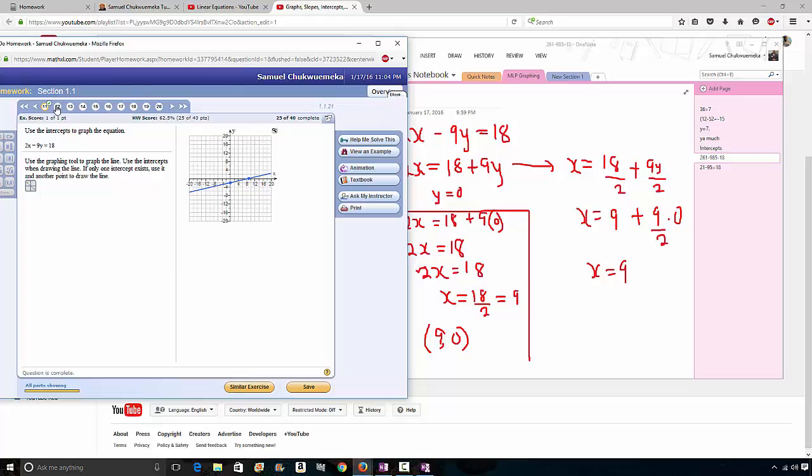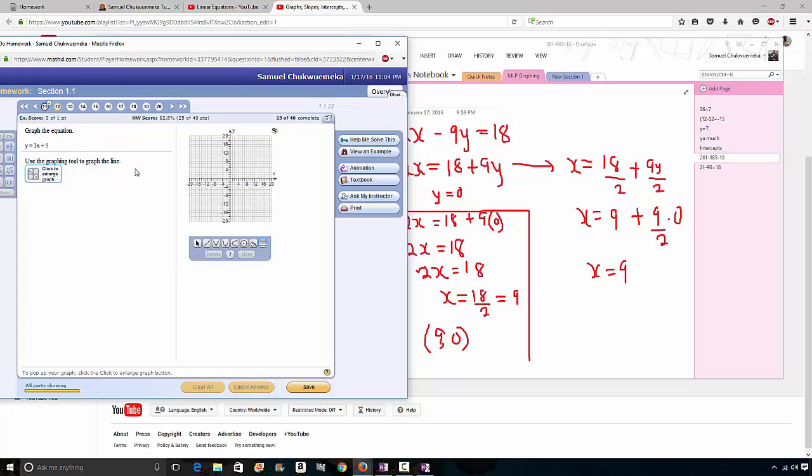Okay. Number 12. In this case, they did not ask us to use intercepts, so I can do what I want to do. Trust me, I can.